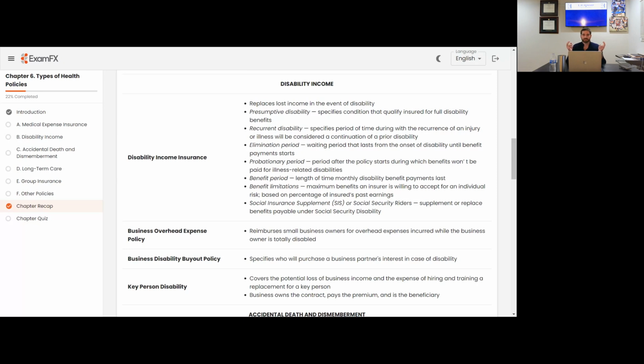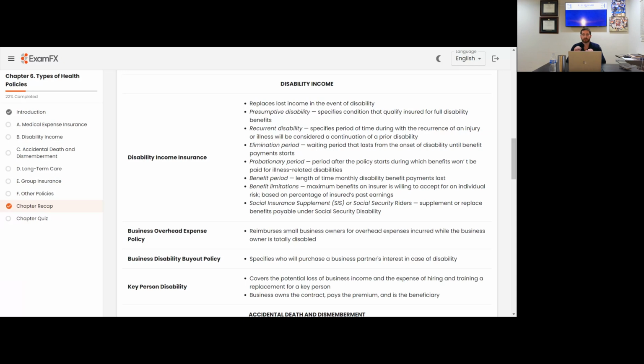Elimination period, it's kind of a scary term, elimination, like what does that mean? But really that's the time period from when you get injured or when you get disabled, to when you start to receive that disability income payment. So understanding elimination period, that's a very important one.